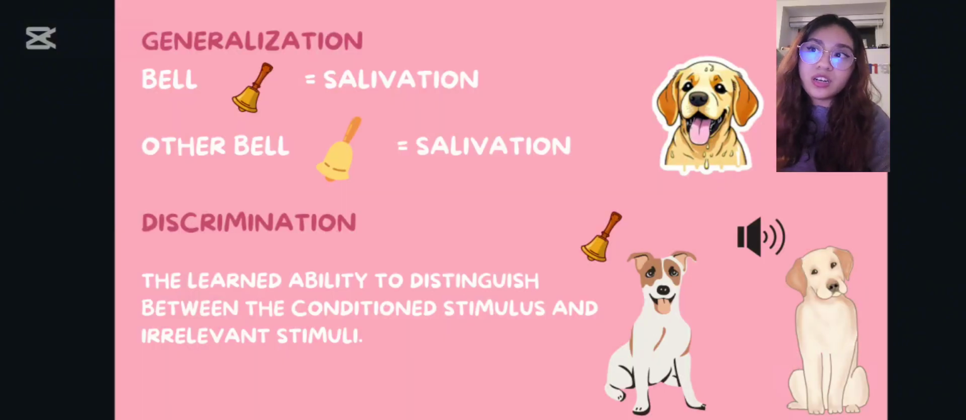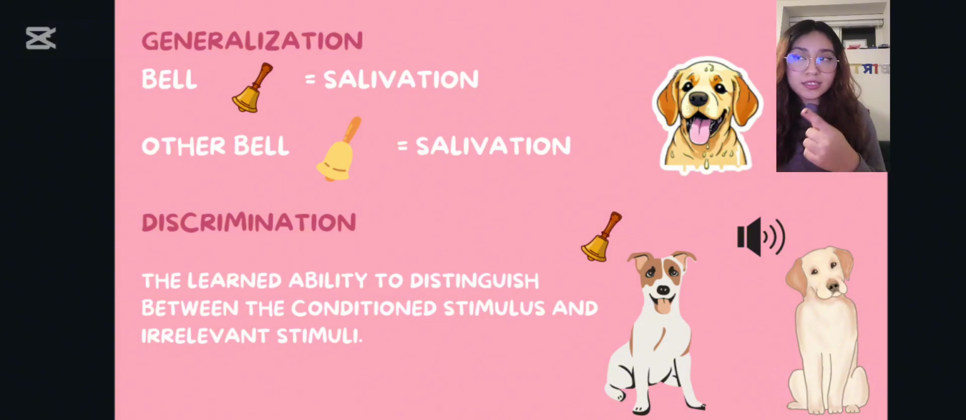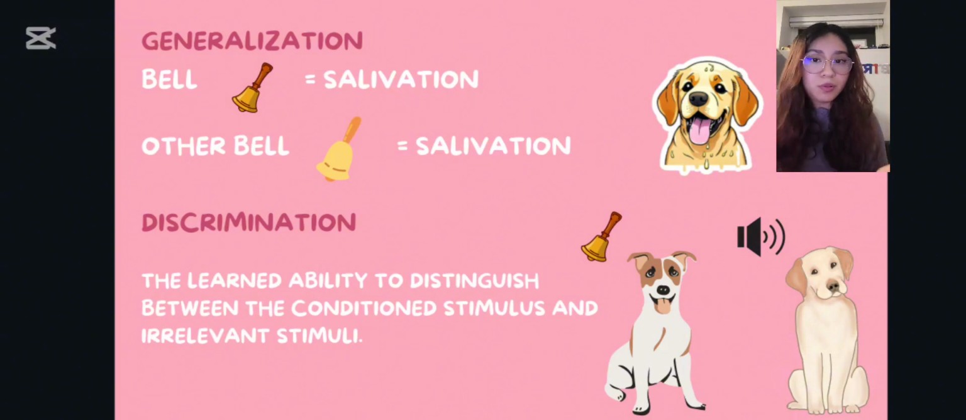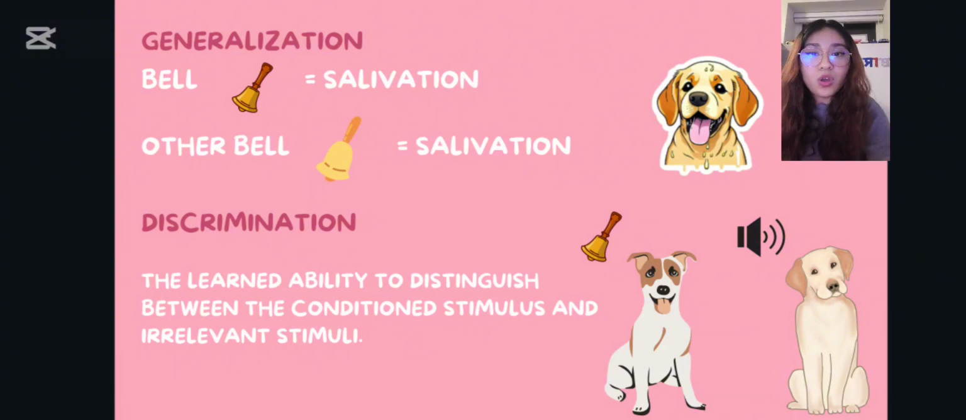Then we have generalization. That means that the dog is going to associate the stimulus, in this case the bell, with everything that is similar. For example, if the dog is outside and he hears the sound of a bell, he's going to expect food. That means generalization. We also have discrimination, which is the opposite.